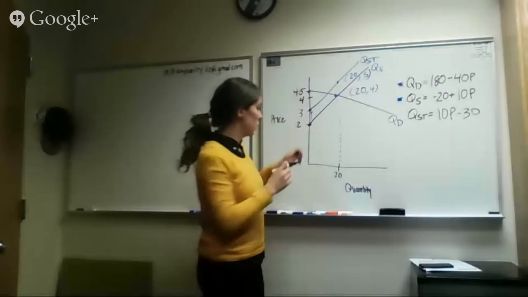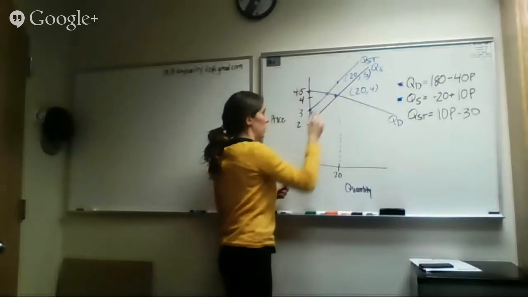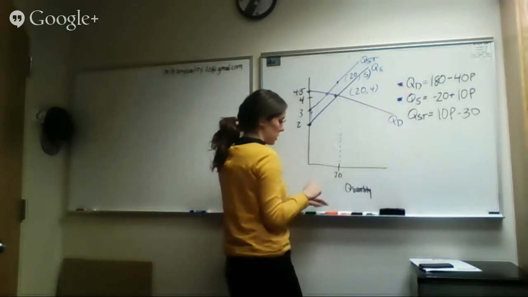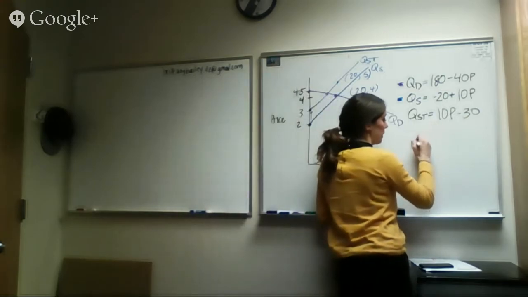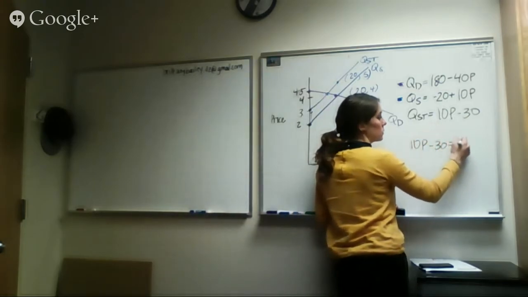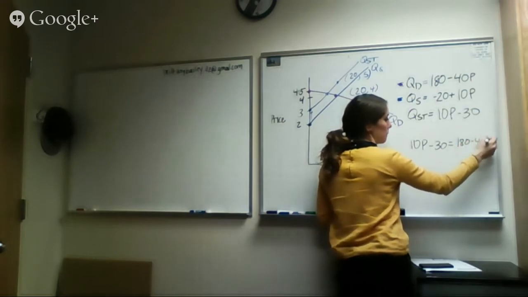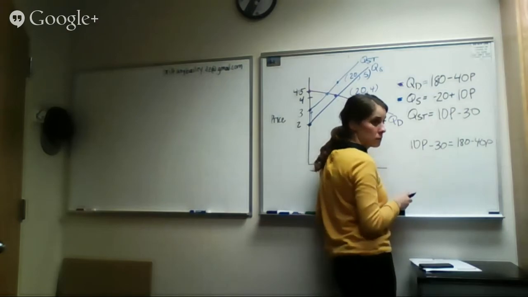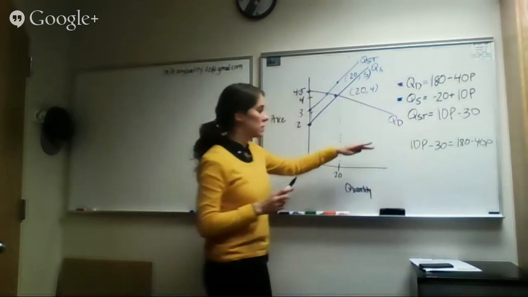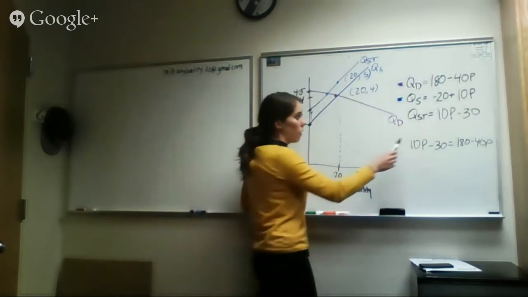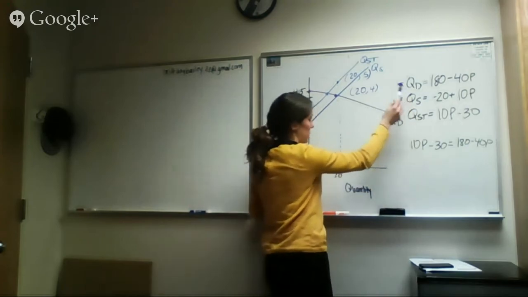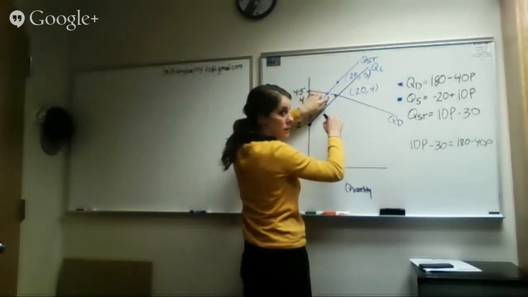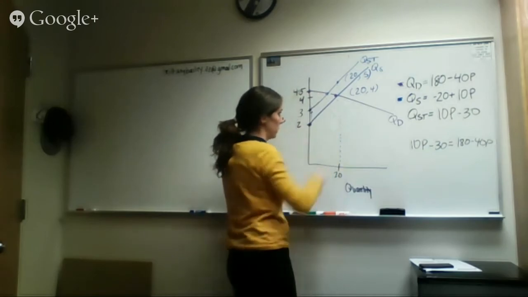If I want to know what the new equilibrium point is, this point right here, I just set this line and this line equal to each other now. So I would get 10p minus 30 equals 180 minus 40p. So just to reiterate, right now I'm setting this equation equal to this equation so that I can get where these two lines intersect. So there's the new equilibrium point.